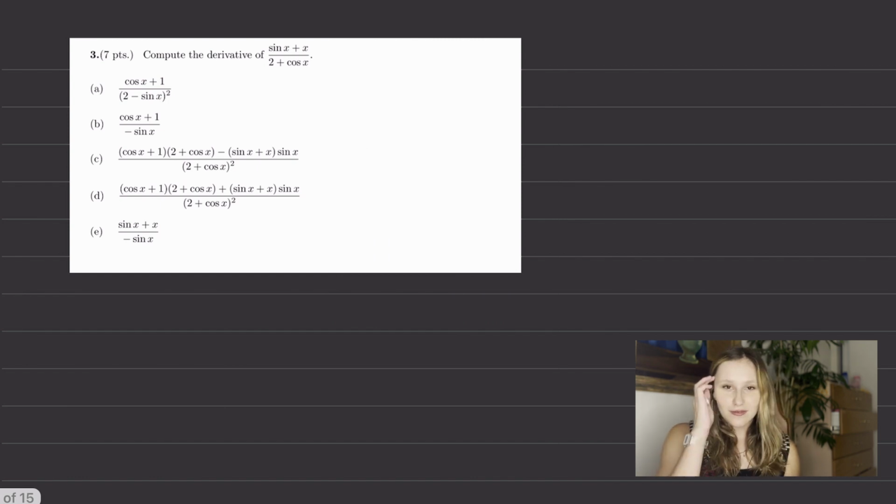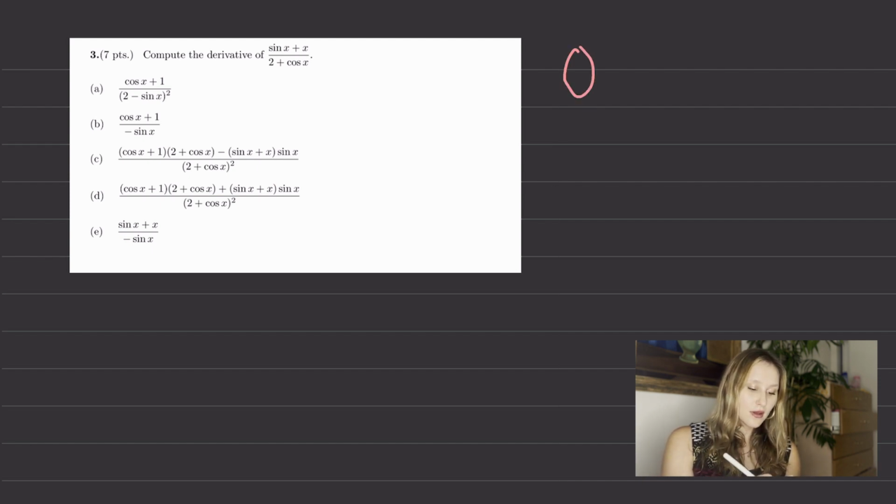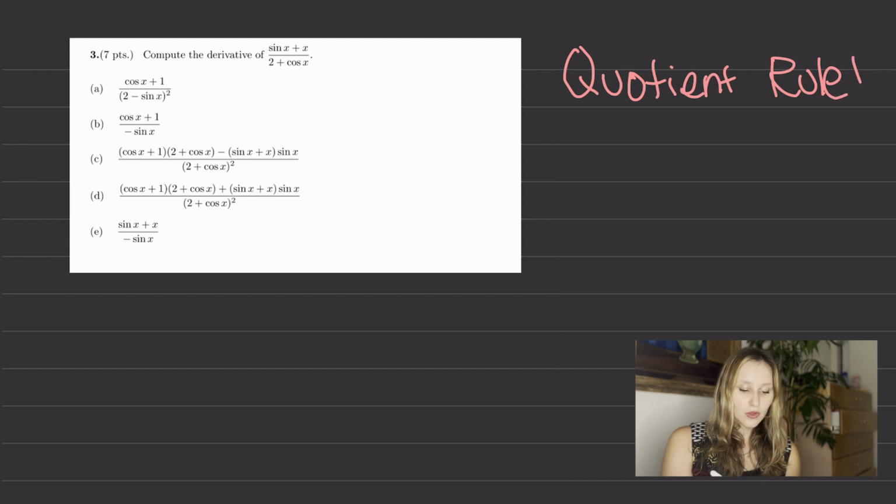Compute the derivative of sine x plus x over 2 plus cosine x. And compute the derivative. Well, I can see something like the quotient rule popping in, you know what I mean? So I have to remind myself.